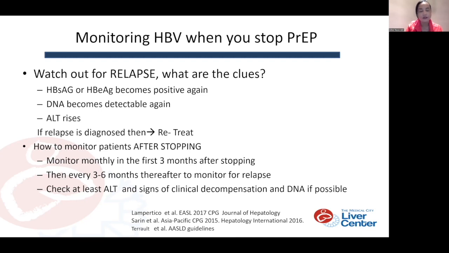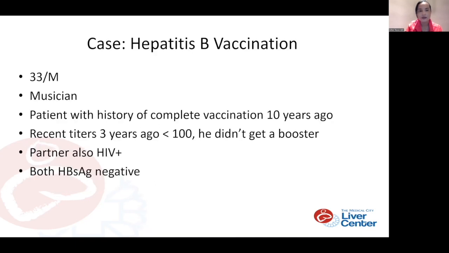So how do you monitor if the patient is insistent on stopping? Ideally, and you can discuss this with them before they start their PrEP, if they ever stop, they need to be monitored monthly in the first 3 months after stopping, then every 3 to 6 months thereafter to monitor relapse. And you should check at least ALT and signs of clinical decompensation, and DNA if possible, in these patients. So that's it for PrEP. Now we'll discuss hepatitis B vaccination.